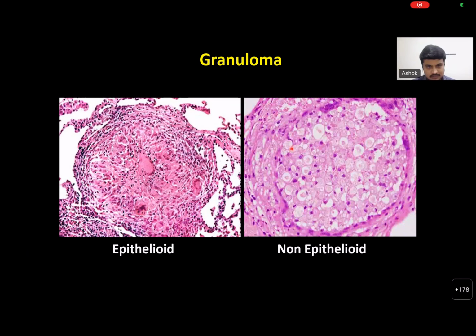Primarily, a granuloma is a collection of macrophages, and it can be epithelioid kind of cells, epithelial-like. Epithelioid is epithelial-like, flattened cells with more eosinophilic cytoplasm and closely touching each other, forming groups of cells like this. These are epithelioid granulomas. And there may be foam cell granulomas or non-epithelioid type of granulomas. Both can be seen.